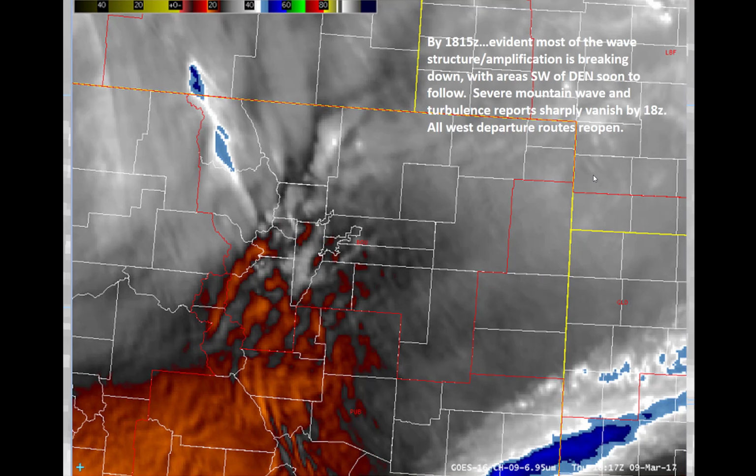And again, as I have noted up there, by 1815, evident most of the wave structure and amplification is breaking down, with areas southwest of Denver soon to follow. Severe mountain wave and turbulence reports sharply went away by 18Z. It was really interesting to watch that all play out in real time. And all west departure routes reopened as well.